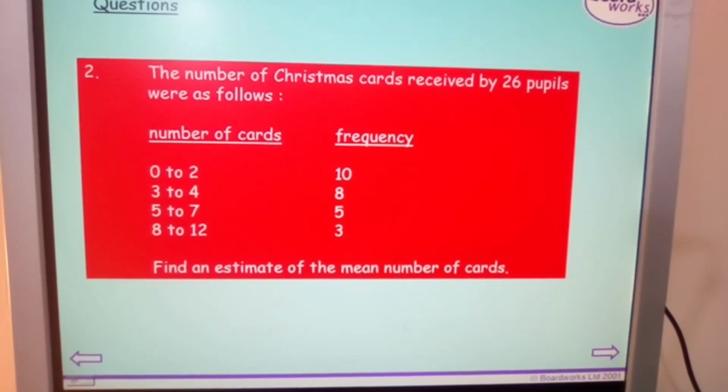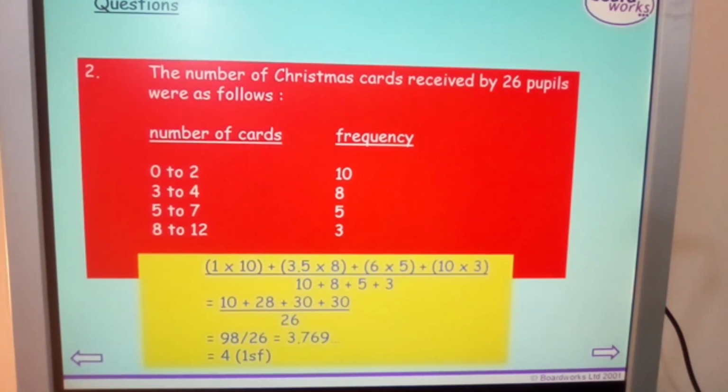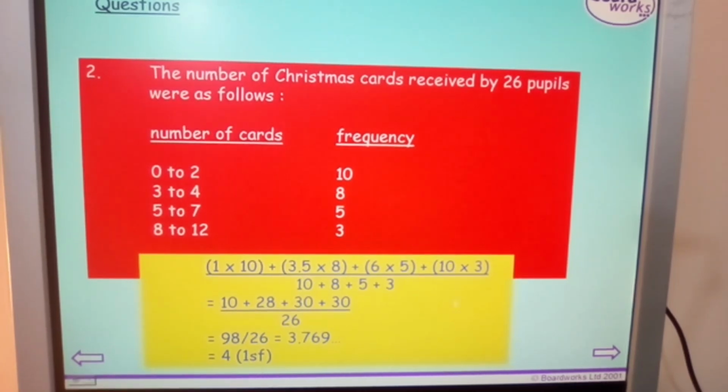And again the number of Christmas cards received by 26 pupils were as follows. Equals 4 to one significant figure.